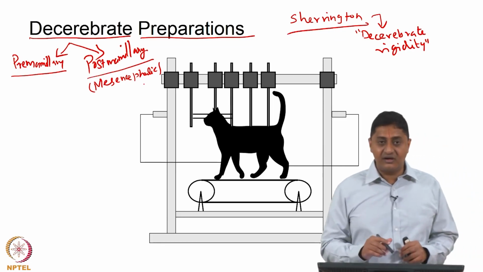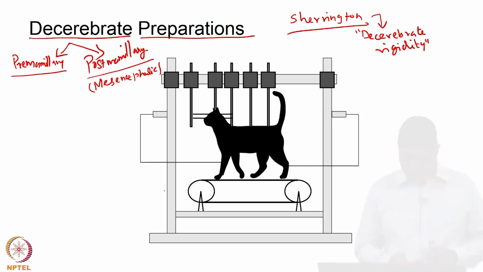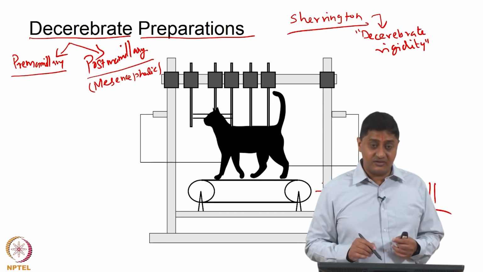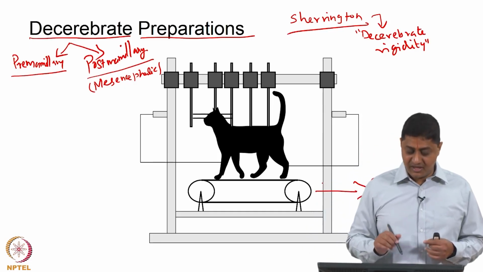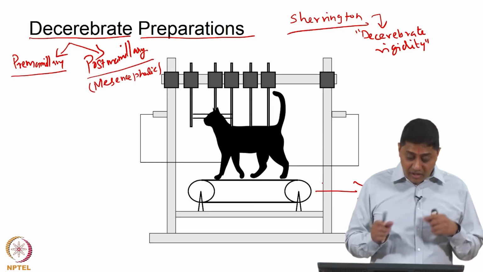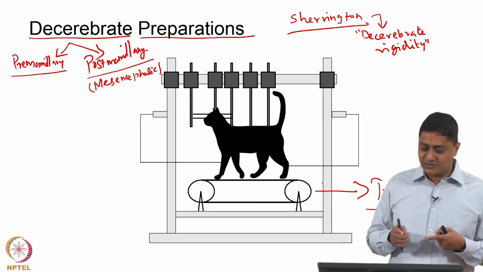But in both cases, if the cat is made to walk on a treadmill, here is a treadmill, and the cat is walking on it, it turns out that if I change the treadmill speed, the cat's walking speed changes in accordance with the treadmill speed, something that you would expect.